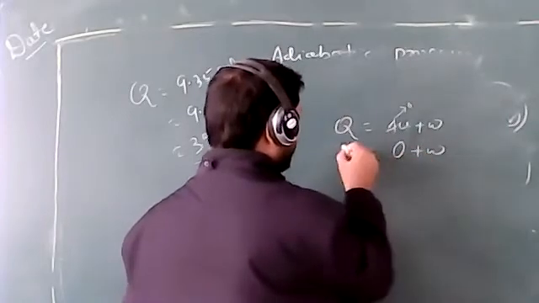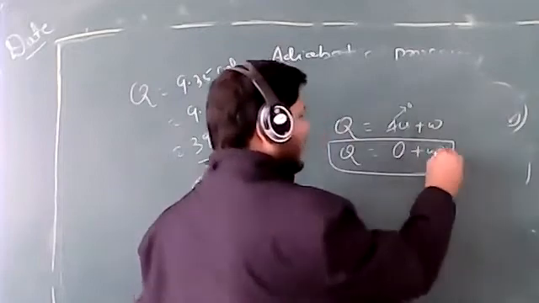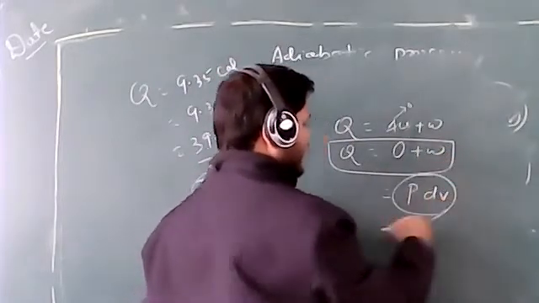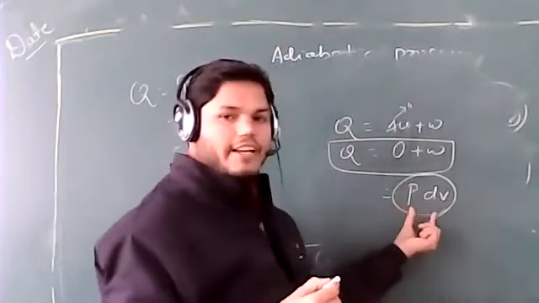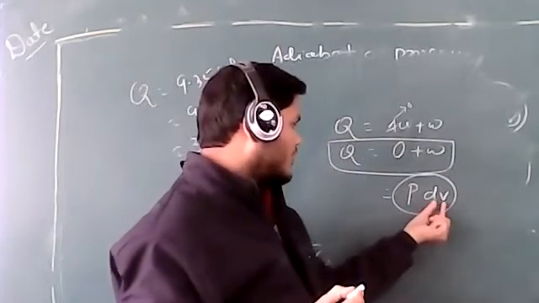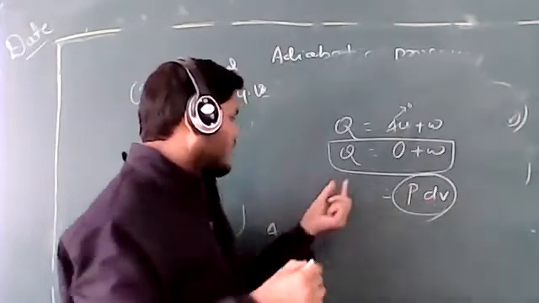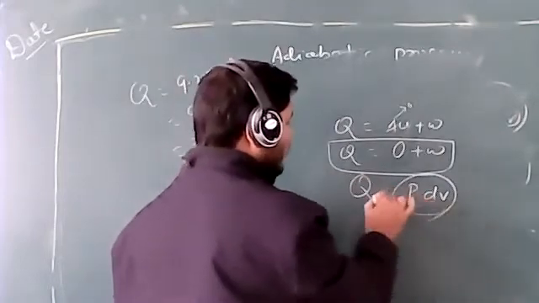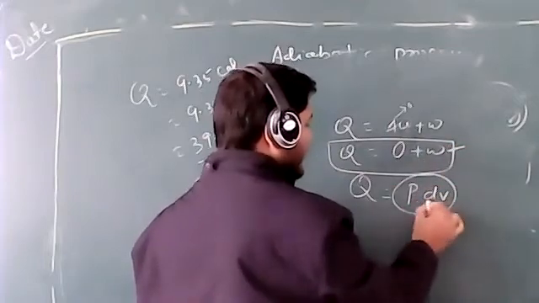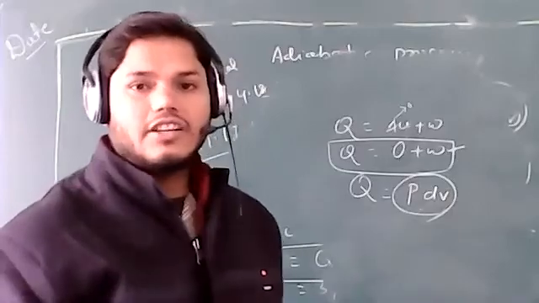So whatever heat we supply will be directly converted into work done. And work done, you already know, is PdV, pressure into change in volume. So if you give heat to a system, it will be directly equal to PdV. Pressure and volume will change automatically, but there is no change in the internal energy.